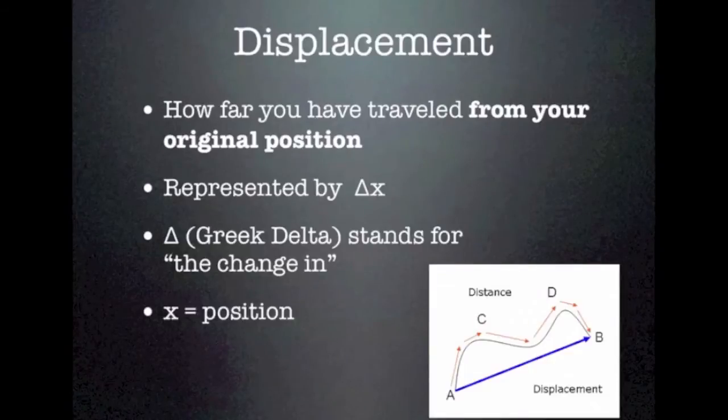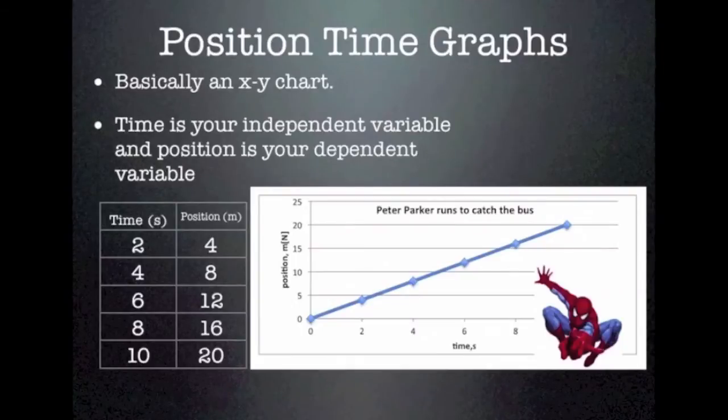So anytime you see that, like delta x, that's what it is, the change in x, or the change in position. So x again equals position. Position time graphs. You can basically think of this as an XY chart that you're used to doing in math. So time is your independent variable, and position is your dependent variable. So anytime you do a position time graph, make sure that the time goes on the bottom. And then over to the left, these are just the XY chart that goes along with this graph.